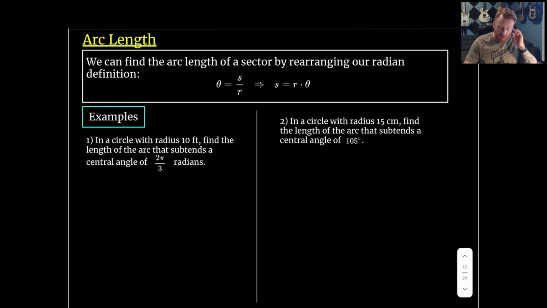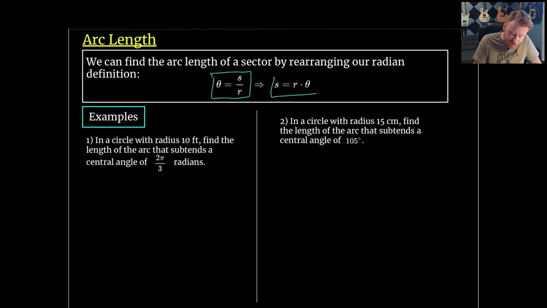All right, next we'll talk about arc length here. This is just kind of an addendum to this section, but since we defined our radian as the ratio of the arc length to the radius, that means that we also have a relationship to find the arc length, and that is to just multiply it by the radians.